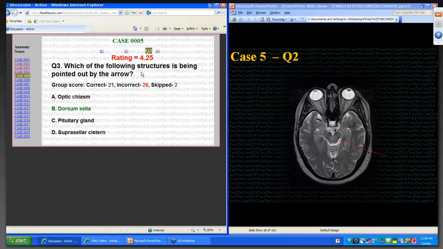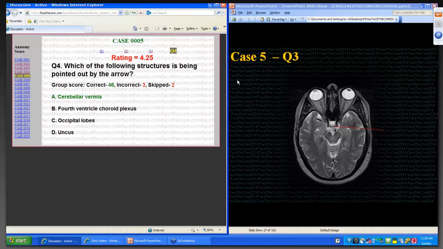Okay, next question: which of the following structures is being pointed out by the arrow? Is it the chiasm, the dorsum sella, the pituitary gland itself, or the suprasellar cistern? So this is actually the dorsum of the sella. The correct answer here is B. This little dot here is the pituitary infundibulum. And this is the posterior wall of the sella, and this then is the dorsum of the sella.